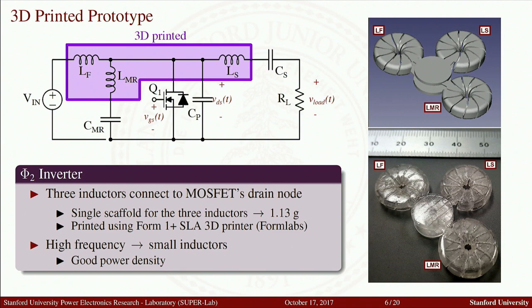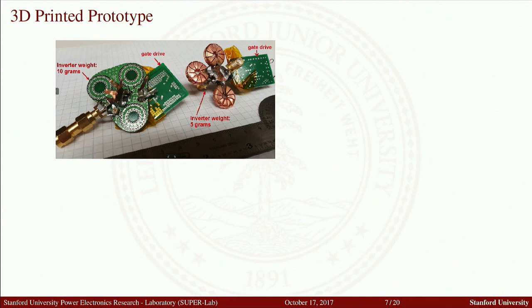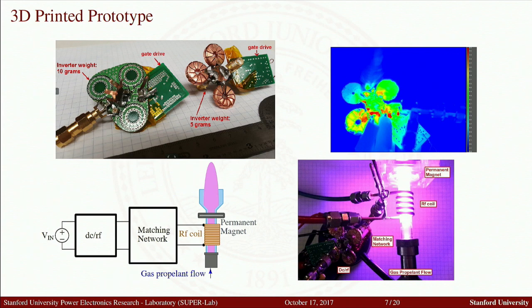Instead of a complicated process, you can just get your very low-cost 3D printer from the Kickstarter project that you supported, and start making efficient power converters that are very lightweight. For example, here is a 50-watt converter that uses these 3D printing fabrication techniques and only weighs 5 grams. We're using this to ignite plasmas for very interesting applications. So this is a very lightweight converter that is capable of striking a very powerful plasma.